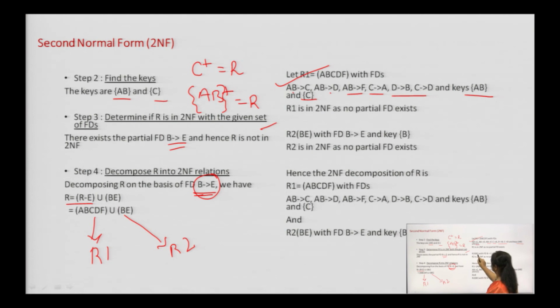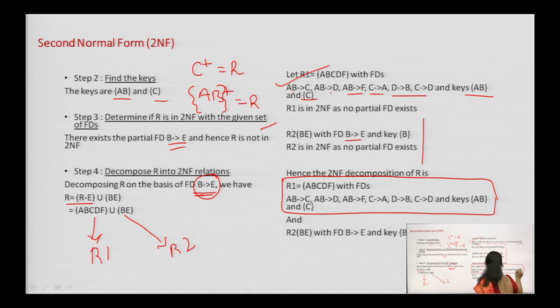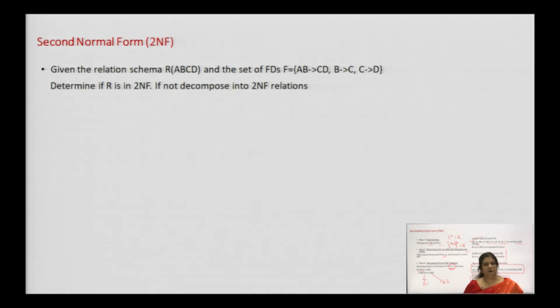Similarly, R2 is B E, the functional dependency from the given set of functional dependencies is B to E and the key is B. Again we see that there is no partial functional dependency, hence it is in second normal form. So, we will say that R1 with its set of functional dependencies and R2 with its set of functional dependencies are the 2NF decompositions of R.